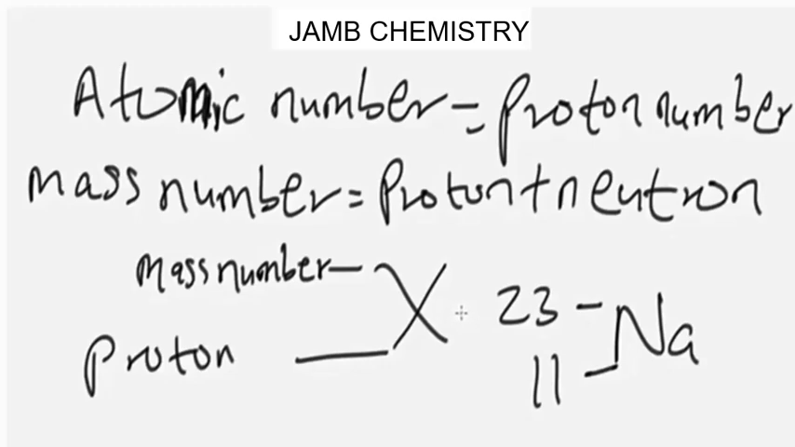Okay, and again, atomic number is the same thing as the proton number. Mass number equals proton number plus neutron number. Alright, so these are the basics of an atom. Let me give you a chemistry practice question on this concept of an atom so that you will know if you have understood this topic. So let's look at the practice question.